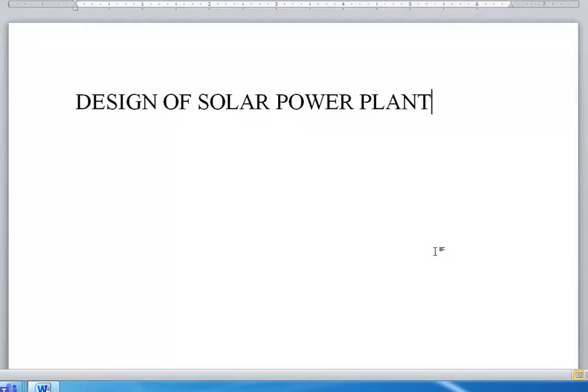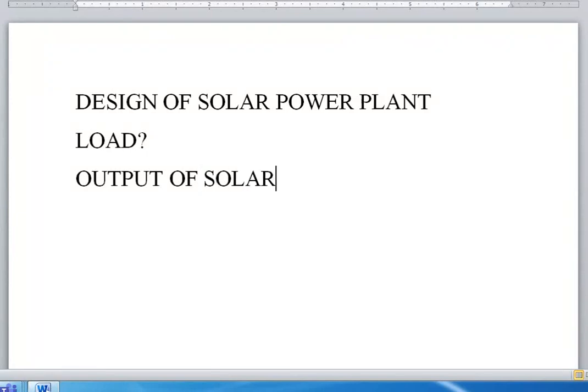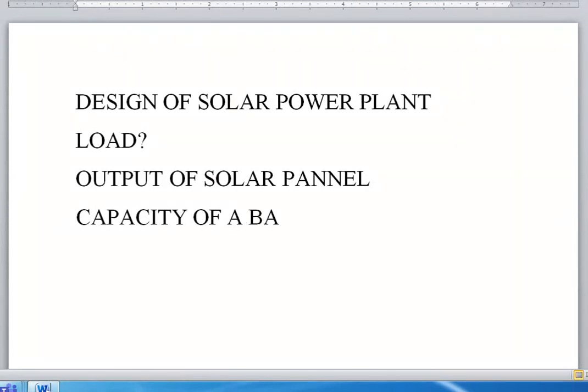So before we design this, we should try to understand three things. First one is the load. The second one is the output of a solar panel. And the next one is the capacity of a battery. These are the three important things which we require.